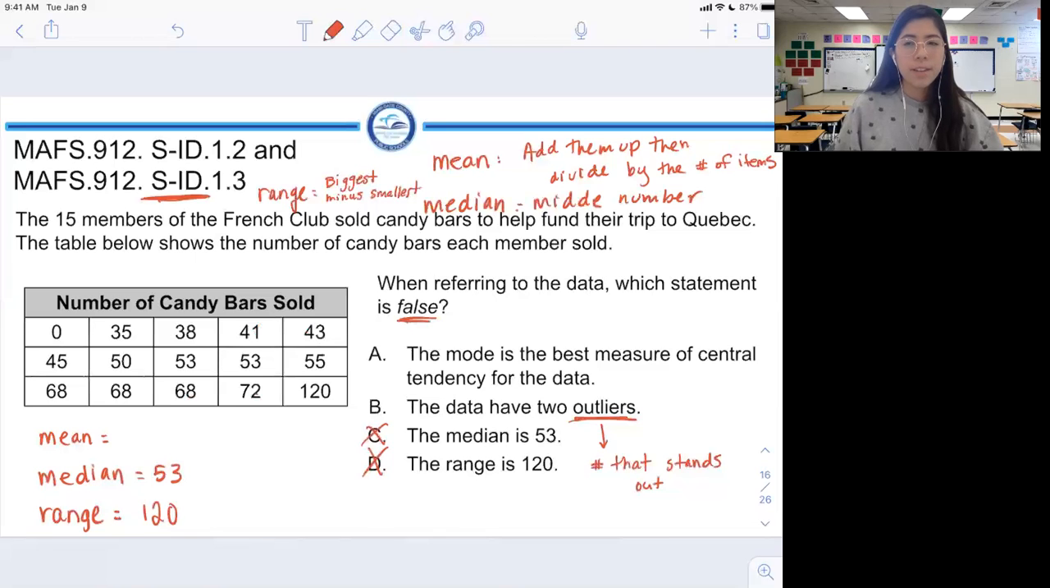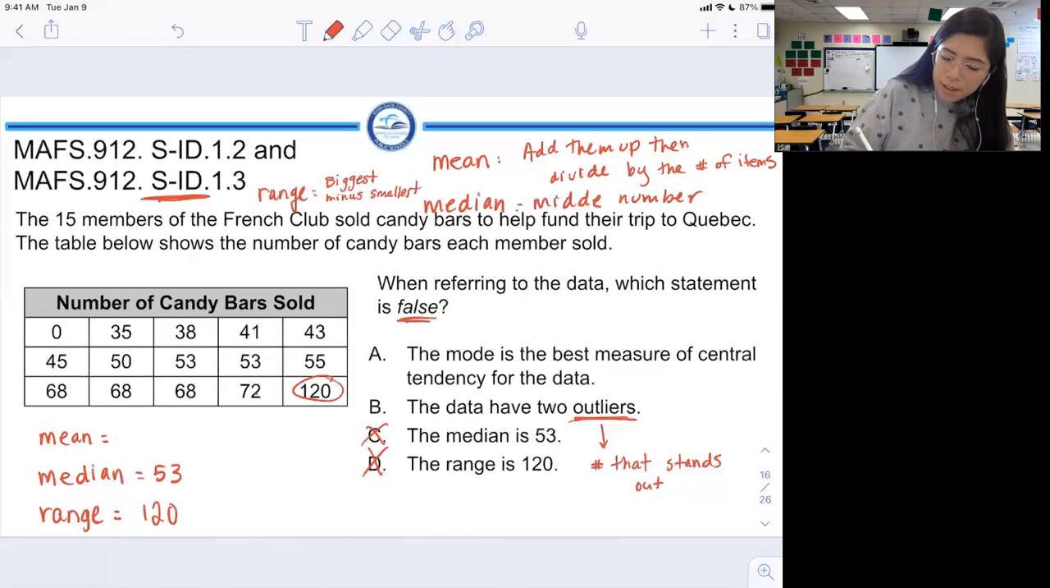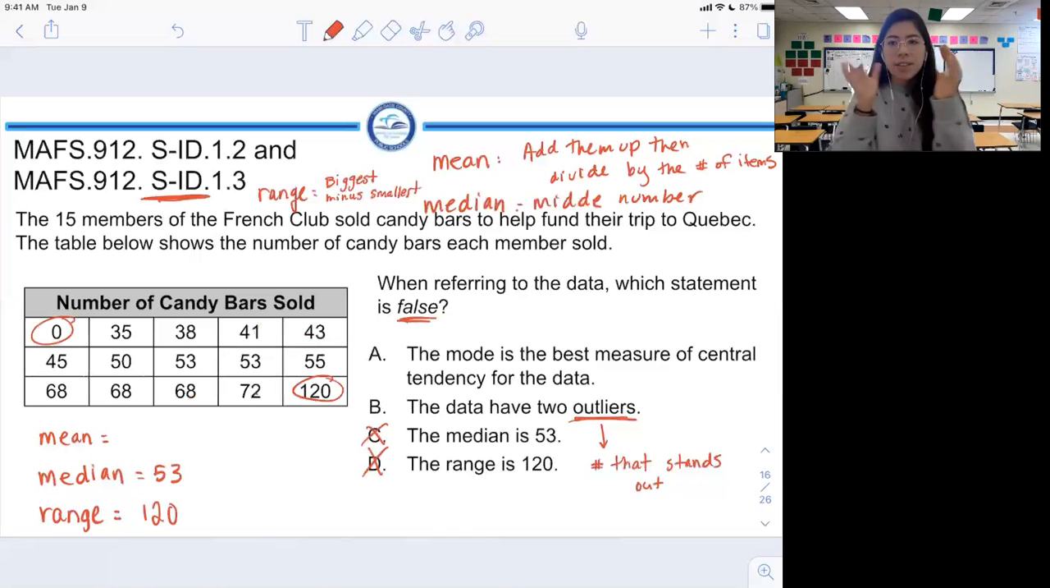Okay. So does anything stand out here? The answer is A. The 0 and the 120. Yeah, that 0 and that 120. Everything else is kind of in the 30s, 40s, 50s, 60s, in that range. And then one is much smaller and the other one is much bigger. So that might be the answer.